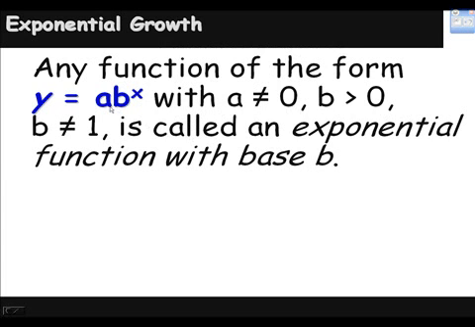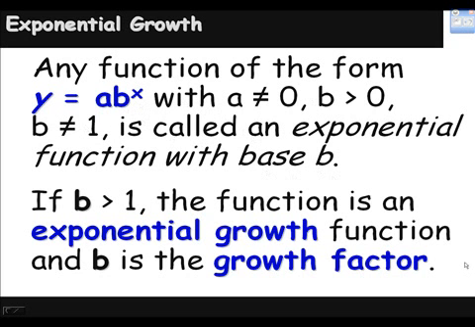If a is 0, it just zeroes out the whole thing. B needs to be a positive number, but not 1. If b is 1, then the x power is really not doing anything, because 1 to any power is just 1. So if all this is true, then we've got an exponential function with base b. If b is greater than 1, the function is exponential growth, and b is the growth factor.